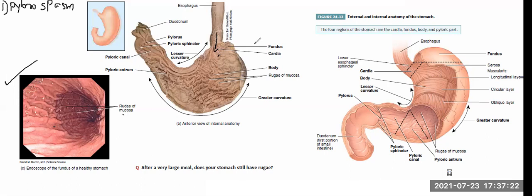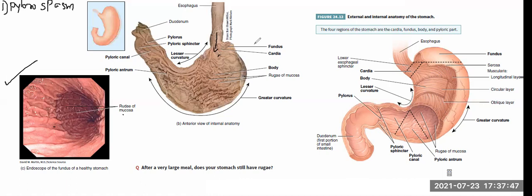So when the contents of the stomach back up or reflux into your esophagus, it has acid. So when the acid goes into your esophagus, and if you remember the anatomy of the esophagus, the esophagus is behind the heart, right? So it will cause a burning sensation near the heart, right?